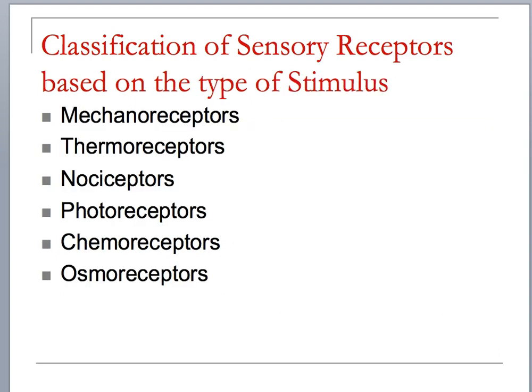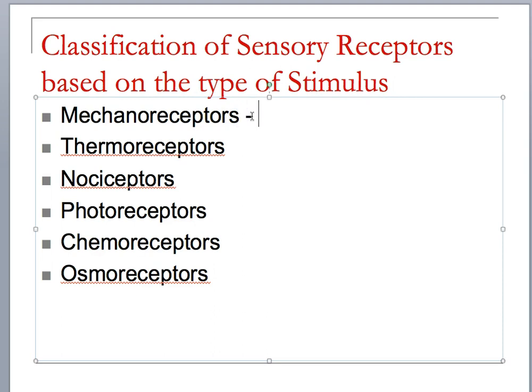Another way to classify sensory receptors is by the type of stimulus. Earlier I mentioned things like modalities, and this is a great example. You can have mechanoreceptors, where force applied to a dendrite opens up a channel. Thermoreceptors are obviously changes in temperature. Nociceptors, changes in pain. Photoreceptors, these are photons of light activating photoreceptors.